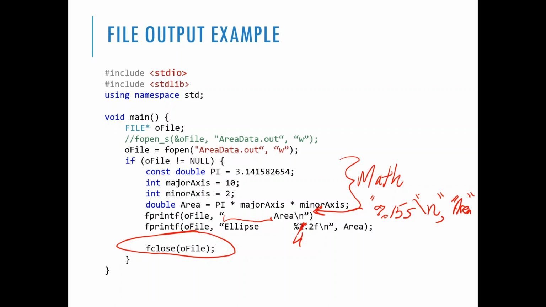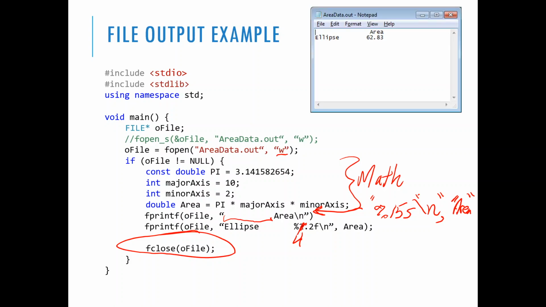This is fprintf. So I'm writing to the file and I'm calling fprintf. Notice if the file already existed, I wiped it out by this point in time. And then when I finally get done with outputting everything to this file, I call fclose. And this is what my file will actually look like after I'm done with it. So I have 15 spaces in the word area, and then the next line is ellipse, and then a bunch of spaces, and then notice it's a 4.2f. Whatever my area is, let's see what the area is. It's pi times major axis times minor axis.